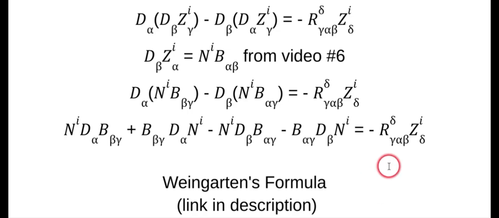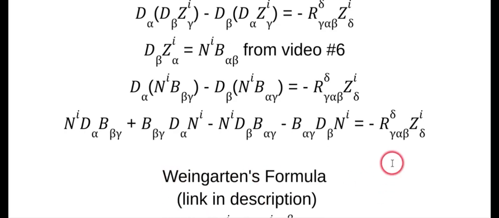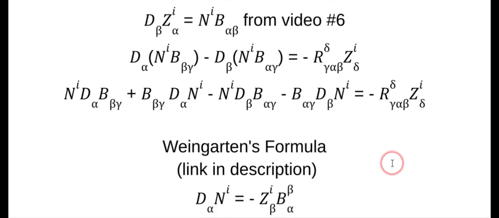It's called Weingarten's formula. I'm going to leave a link to specifically this derivation in the description if you're interested in it, which shows that the covariant derivative of the normal component is equal to the negative of the shift tensor times the curvature tensor with the upper and lower index. Okay, so now you can see we can use this everywhere we have one of these.